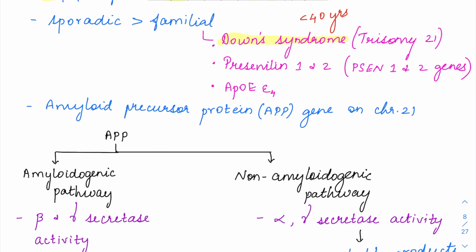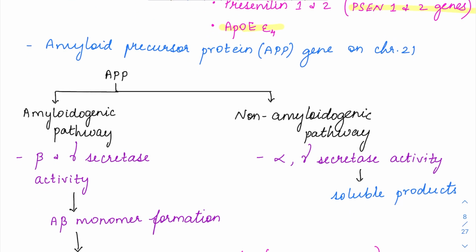In familial causes of Alzheimer's, there are also other mutated genes like presenilin 1 and 2. So, presenilin 1 and 2 genes can be mutated. Other than that, apolipoprotein E epsilon 4 also can be mutated in familial causes of Alzheimer's disease.